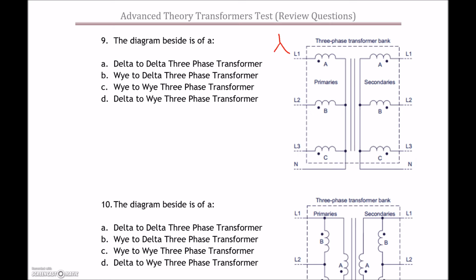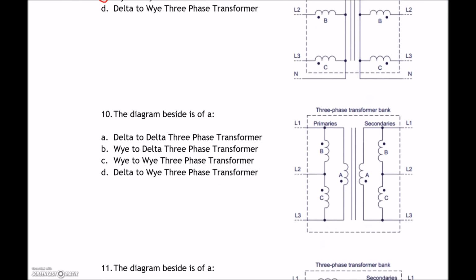And then on our secondary, again, we have all of these guys being brought to the same potential here, and then coming out to reference our neutral there as well. So we have a Y on our secondary. So we have a Y to Y three-phase transformer. So 9 is C. Okay, let's take a look at the next one.